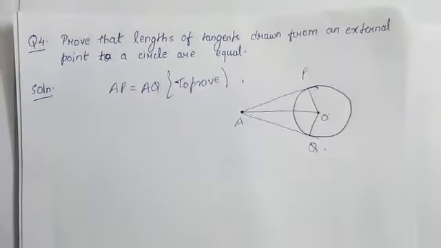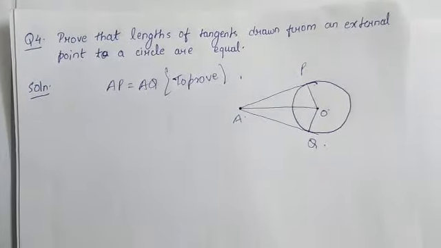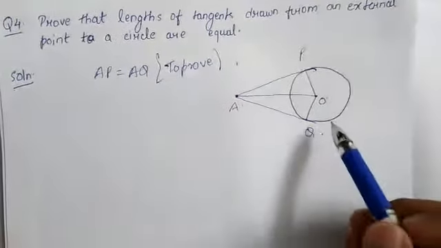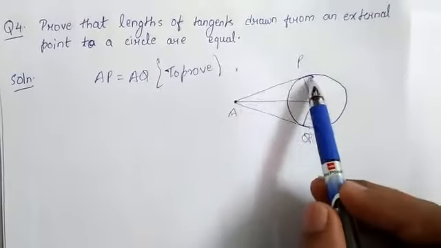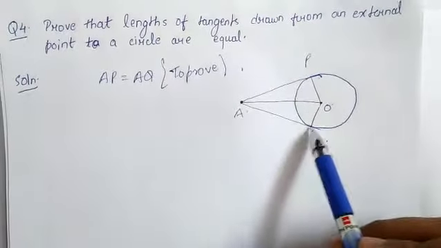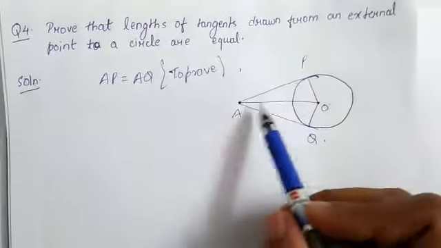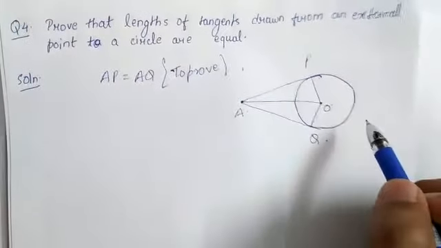Prove that the lengths of the tangents drawn from an external point to a circle are equal. So we are given one circle and there is an external point A. From here two tangents are drawn, AP and AQ, on a circle with the center O. We need to prove that AP is equal to AQ. So let's solve this question.